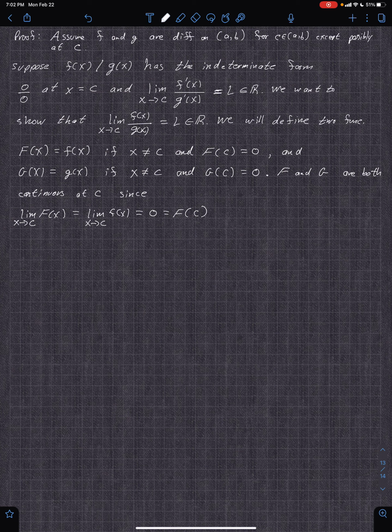Okay, and then, so that's for F. G is the same thing. The limit of capital G of x as x approaches c is equal to the limit of little g of x as x approaches c, which is also equal to 0, right, because this has the indeterminate form at c. But that's equal to capital G of c, and so the limiting value equals the function value, which is 0. Okay, and I'll just conclude as well. So, and therefore continuous on the open interval from a to b.